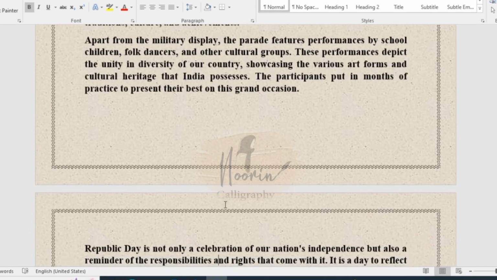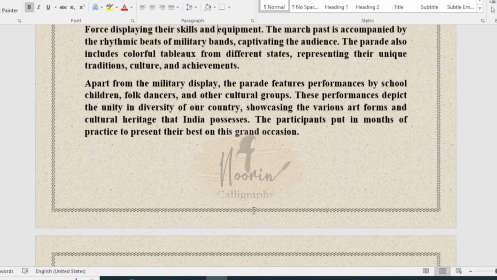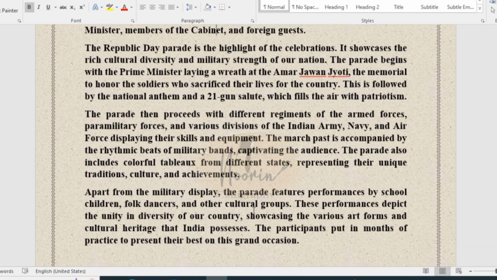The parade then proceeds with different regiments of the armed forces, paramilitary forces, and various divisions of the Indian Army, Navy, and Air Force, displaying their skills and equipment. The march past is accompanied by the rhythmic beats of military bands, captivating the audience.